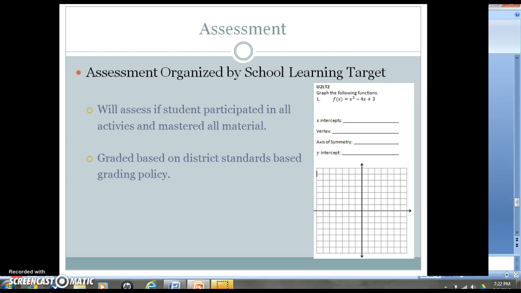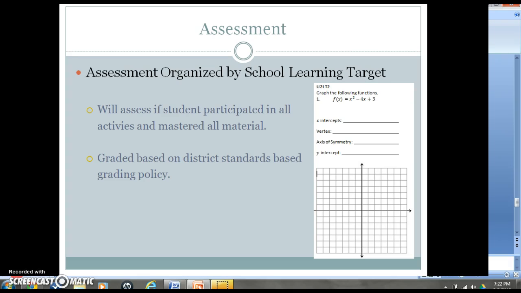The assessment will be organized by the school learning targets. Each assessment will have a header for each learning target, and then questions that will allow students to prove their mastery on that learning target. They'll assess if the student participated in all activities and mastered all the material. They'll be graded based upon the district standards-based grading policy.